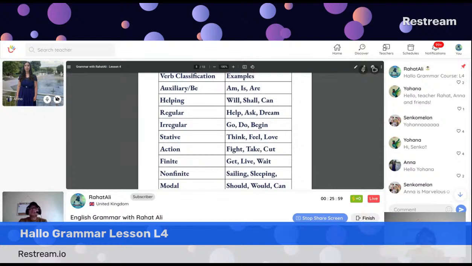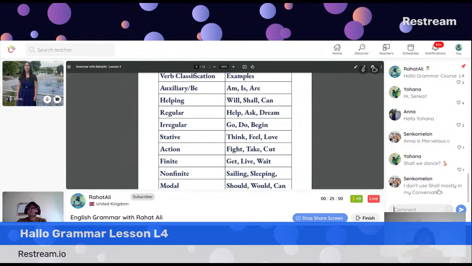All right. So next classification is regular verb. Why we call them regular verb? Do you know? Does anyone know any reason behind it? Shall we dance? Yavana, yes. I don't use shall mostly. Would you dance? Yes. Sanka, this is offer. Shall we dance? It's offer too. Okay. Can you please tell me why we call some verbs are regular verbs and some verbs are irregular verbs?